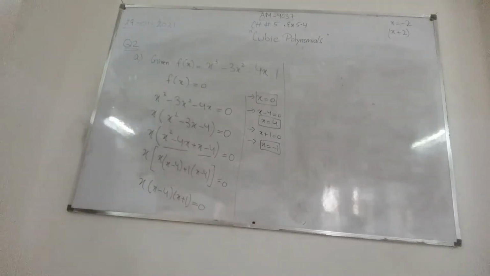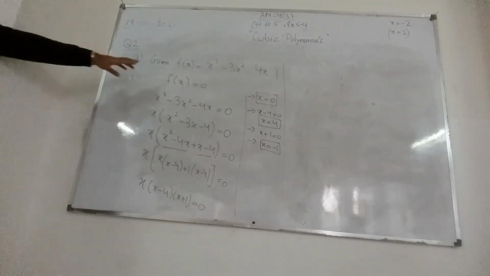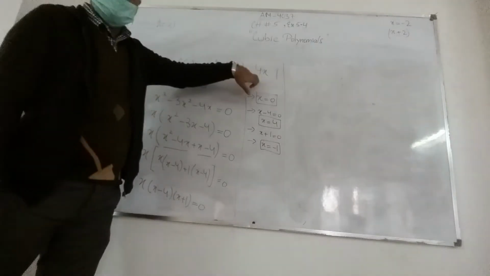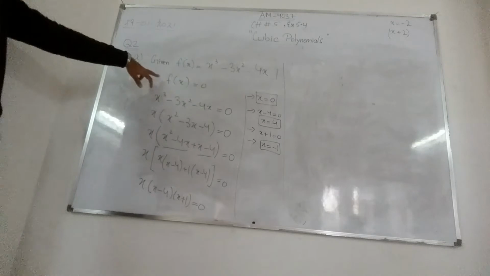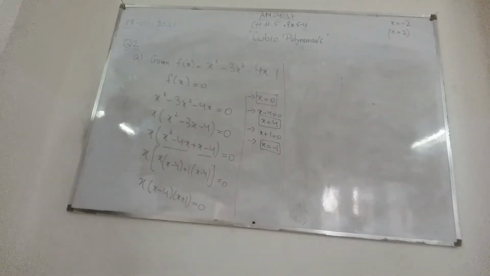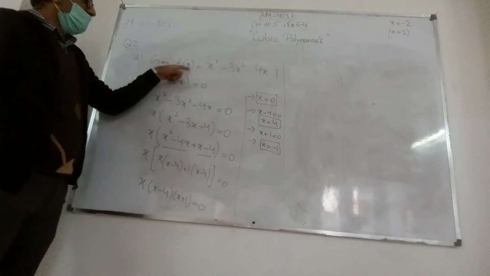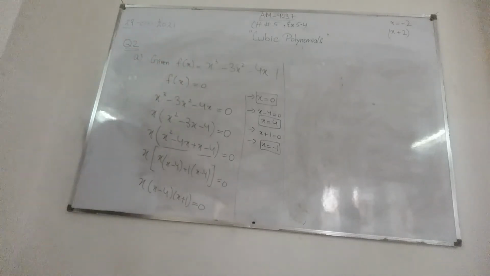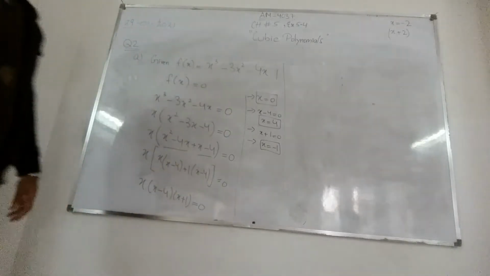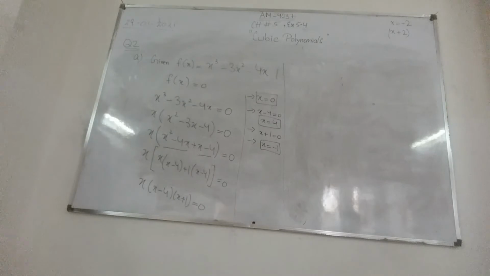In this question, we have a function of x, a cubic polynomial, that is x cube minus 3x square minus 4x, and the question is saying that the function is equal to 0. So we will put f(x) equals 0 and then we will solve it, and I will tell you an easy method to solve this question. We did a lengthy method in the previous class. This time we will be discussing a short method that is based on the requirements.